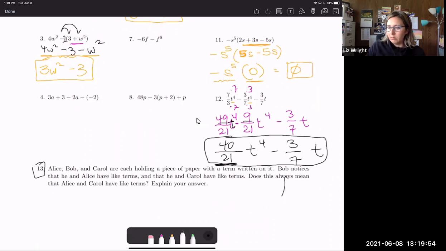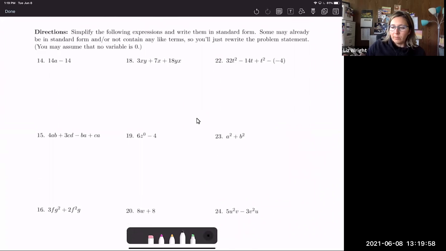Then you can restart the video and I'll do some more on this side. So pause the video, finish that other one. And now let's do some problems on the back page. All right, we're going to start with 15.